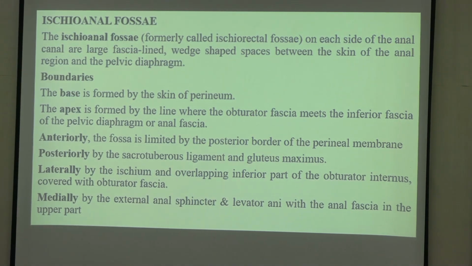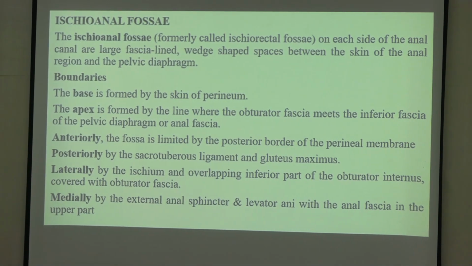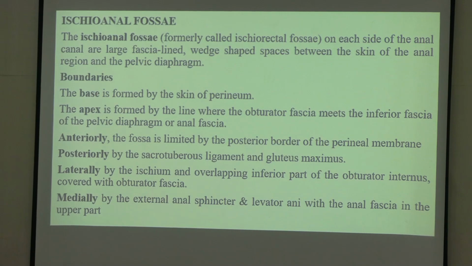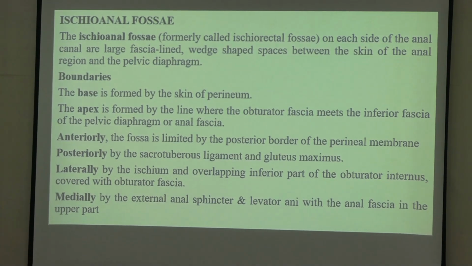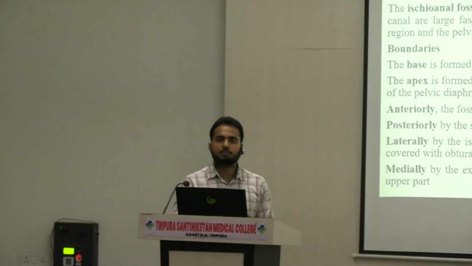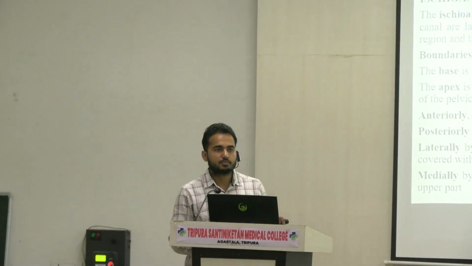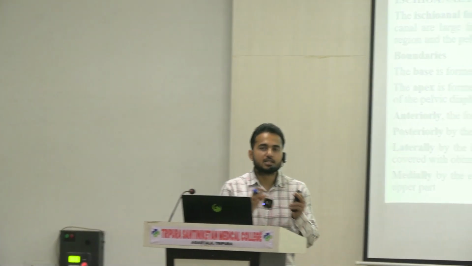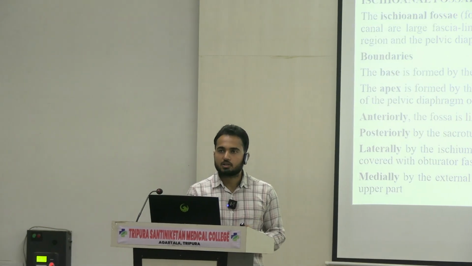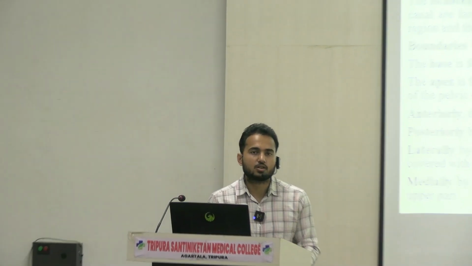Skin of the perineum and the pelvic diaphragm. In between that, these ischioanal fossae are present, on either side of the terminal part of the anal canal. Now the question is why these fossae are present. Mainly these fossae contain fat. Chambers of fat are also called fat loculi.